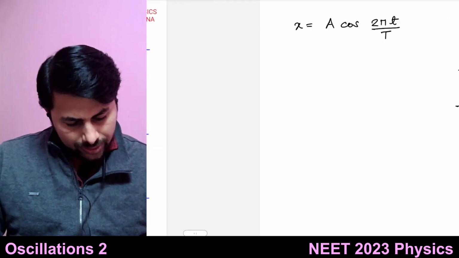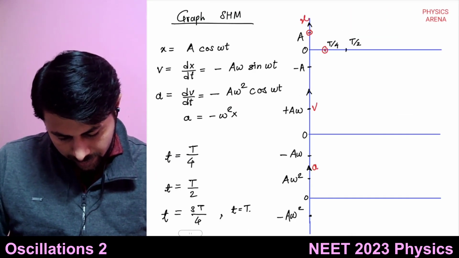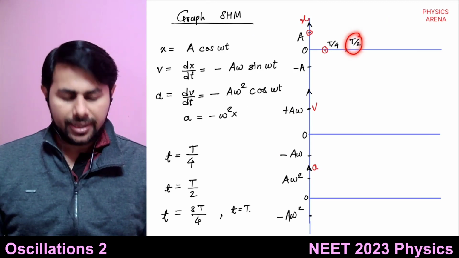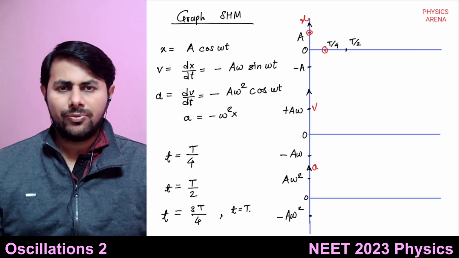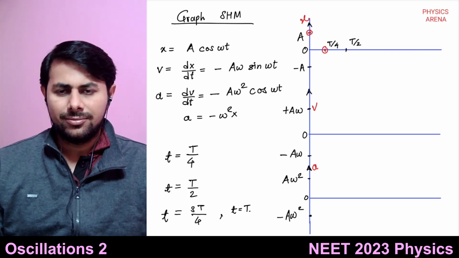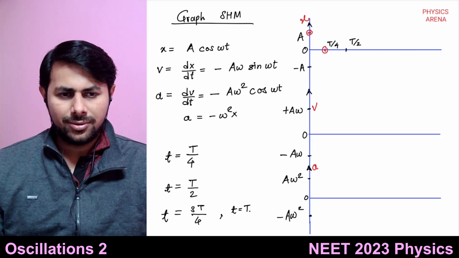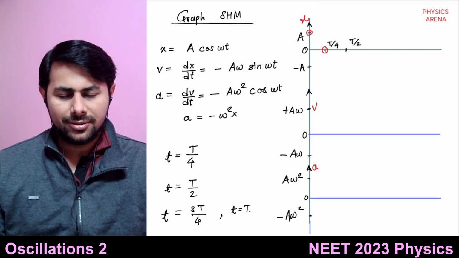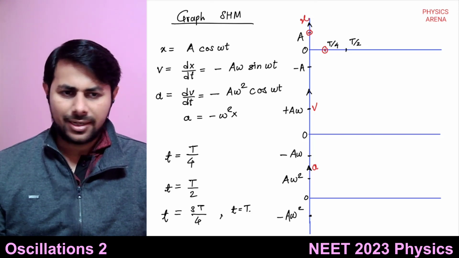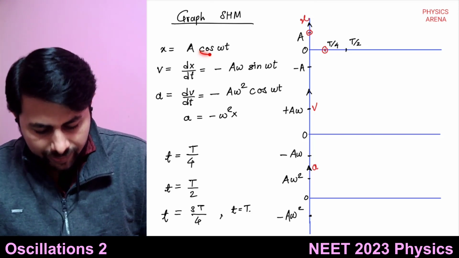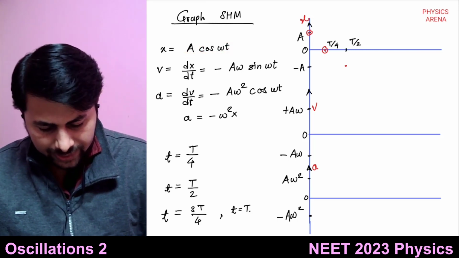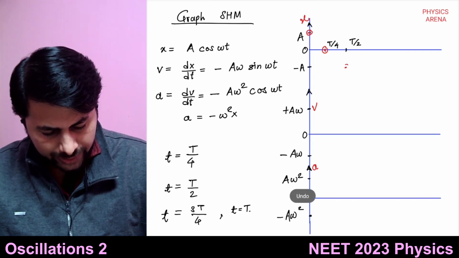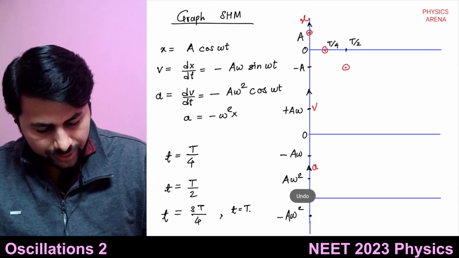Okay, so now for T by 2, how much is the angle? It is pi, that is 180 degrees. What is cos of 180 degrees? Cos of 180 is minus 1, right? So it is minus 1 multiplied by a. So you get minus a. Okay, so the object goes here.